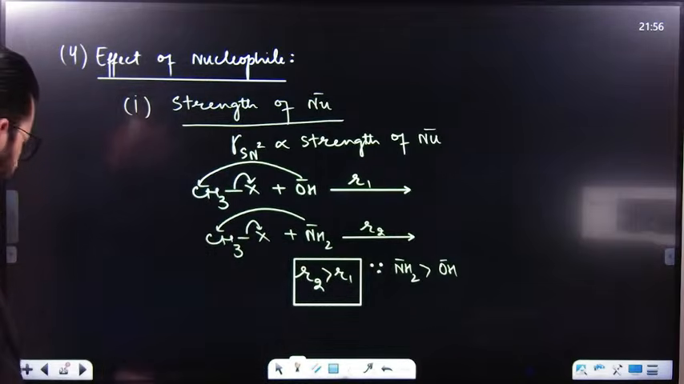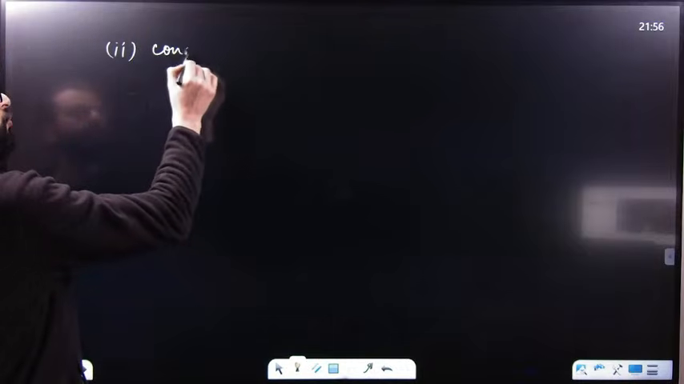Another is the concentration of nucleophile.